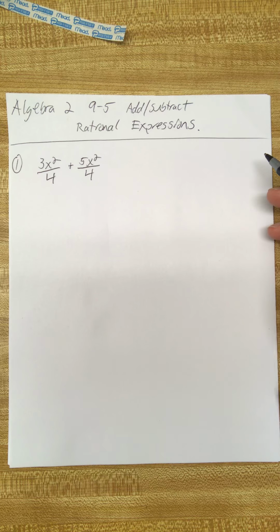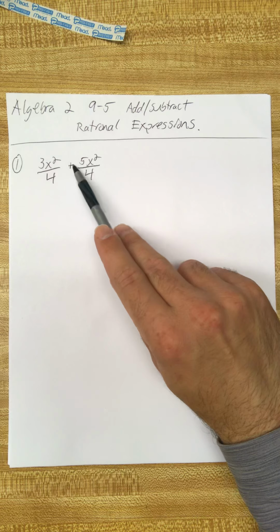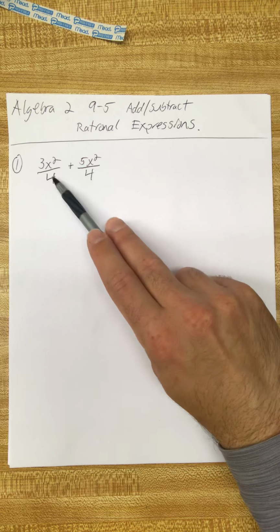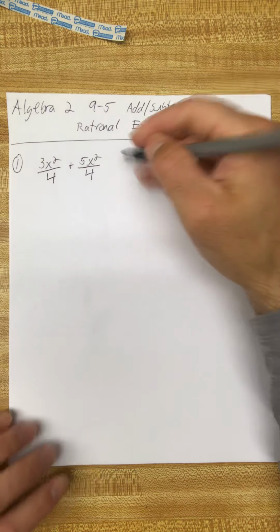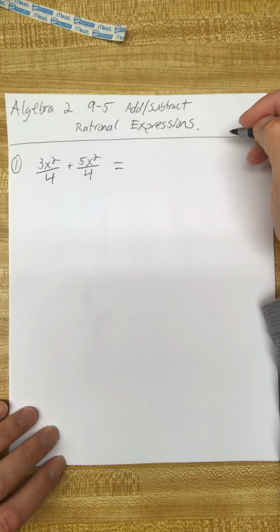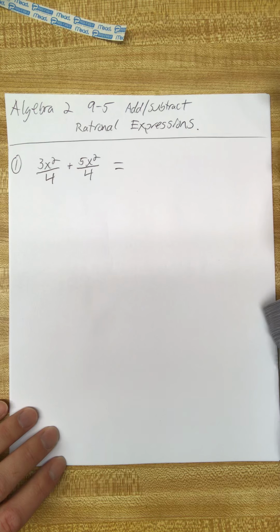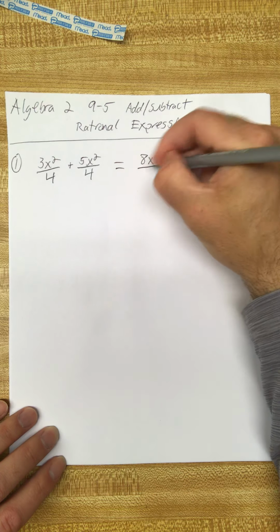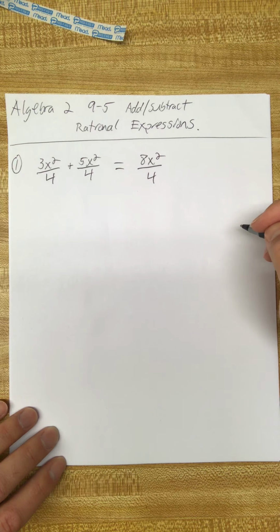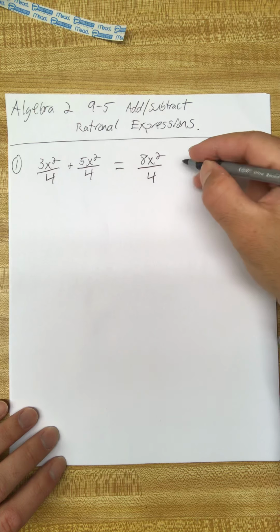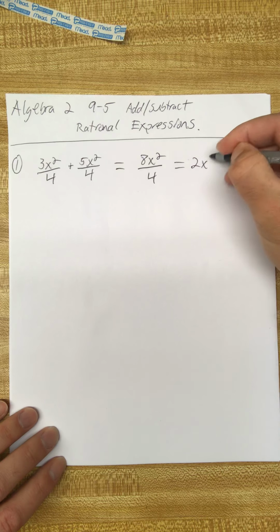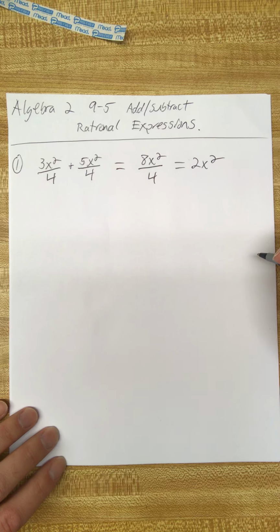So just to start off easy today, number one here, I have 3x squared divided by 4 plus 5x squared divided by 4. So they already have a common denominator. Both denominators are 4. So I can just go right across the numerator, and as long as I have like terms, I can add them up. So I have 3x squared plus 5x squared is 8x squared. My denominator stays the same. My denominator is 4. When we get done, if you can simplify, definitely simplify. 8 divided by 4 is 2.